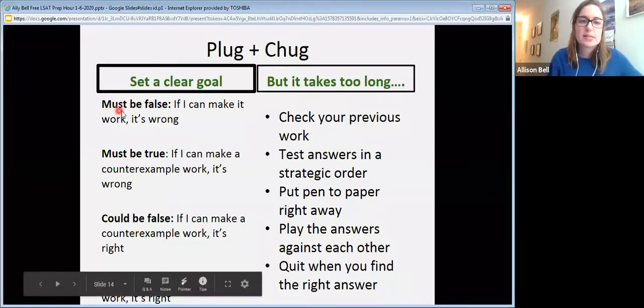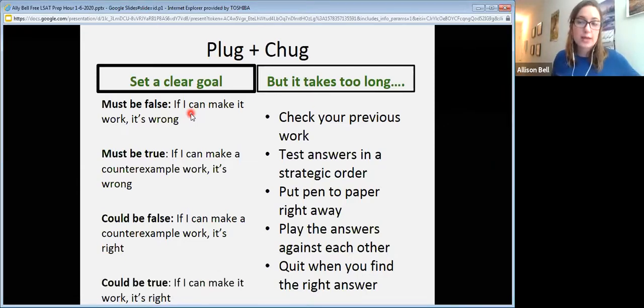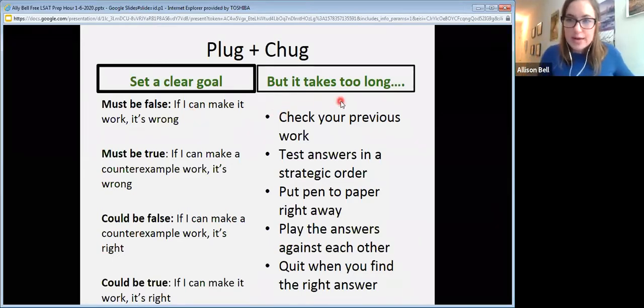In this case, this is a must be false question. So basically, if I can find a way that it could be true, then it's wrong. So I'm going to go through each answer choice trying to show that it could be true. A lot of folks will think, I don't want to do this because it takes too long. So let's think about ways that we can make it go faster.